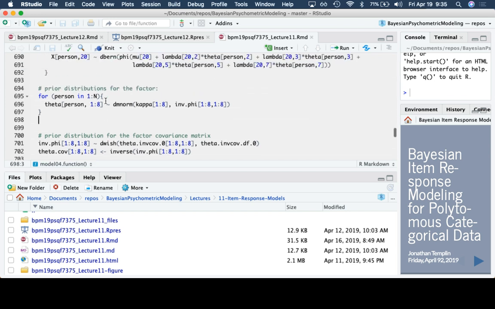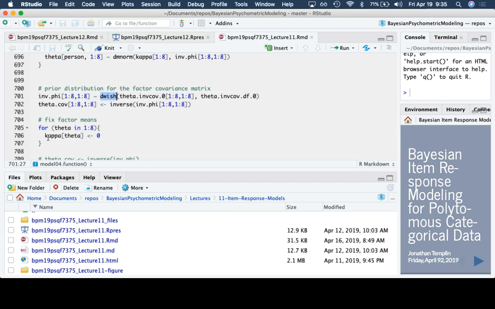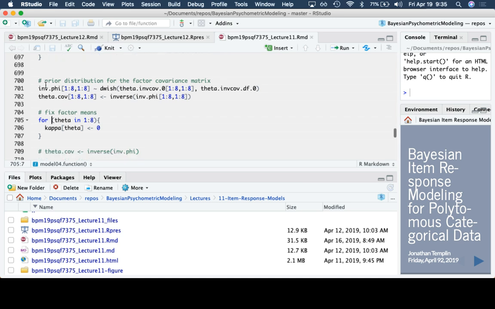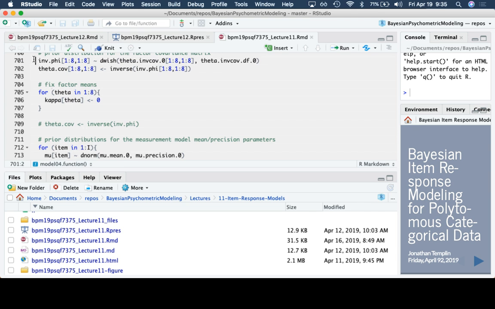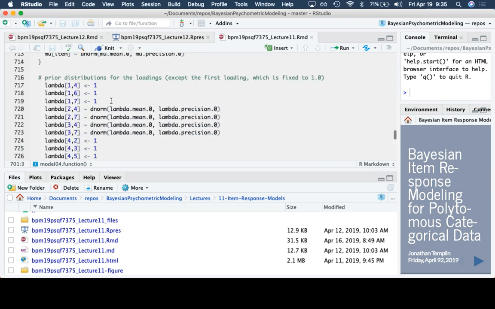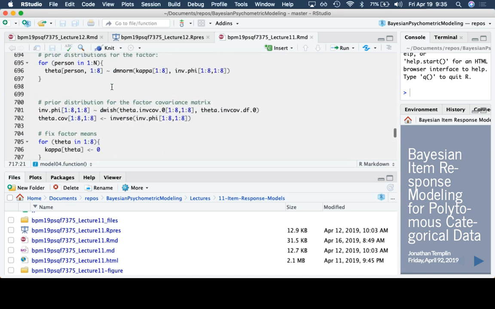Because here we said theta is multivariate normal with some mean vector and, in this case, an inverse covariance matrix. The inverse covariance matrix we're going to sample from a Wishart distribution, and the mean vector we're just going to fix to 0 here. Here's the covariance part right here, but then here's where we fix our anchor items, marker items. Can you go up a little bit more for me? So inverse B is Wishart.